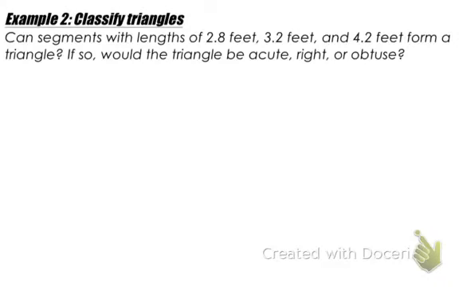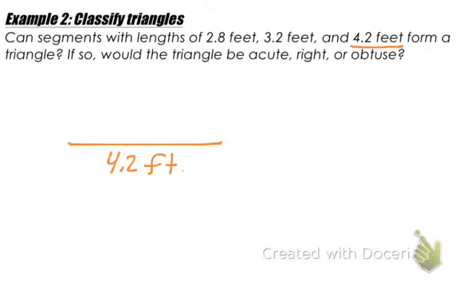Alright, in example 2, we have to classify the type of triangle. We have 2 questions in this one. First, can segments with lengths of 2.8 feet, 3.2 feet, and 4.2 feet actually form a triangle? Without actually looking at a picture, we have to figure out whether these lengths can make a triangle or not. Just because we have 3 lengths doesn't mean that it can actually make a triangle. So let's take the longest side first and lay that out. Again, this is not an accurate 4.2 feet. I'm just going to estimate using the numbers. So this line will represent 4.2 feet.